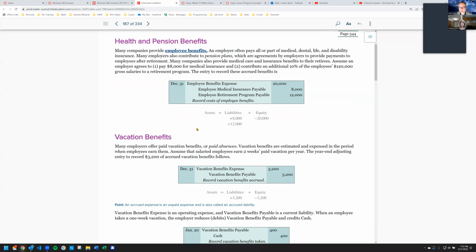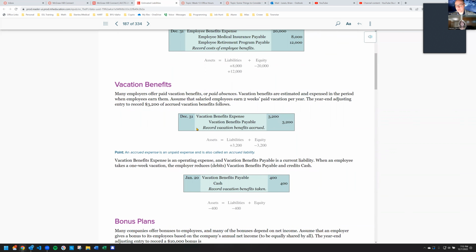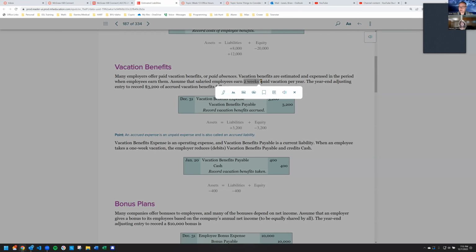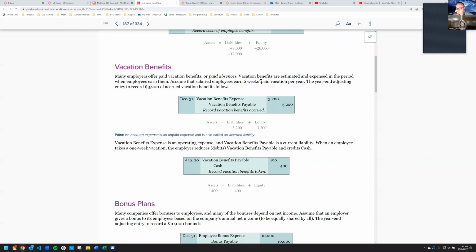Okay. On vacation, this one should be about as straightforward as well, because they're going to tell you, 2 weeks paid vacation. Okay, it's pretty straightforward. So 2 weeks paid vacation and 3,200 of accrued vacation. So you just really need to know the accounts: vacation benefit expense and payable. And I think as long as you're close to this, you should be fine. And the $3,200, I was contemplating a little bit this part.